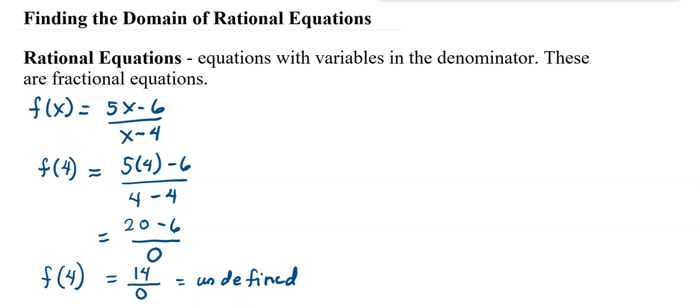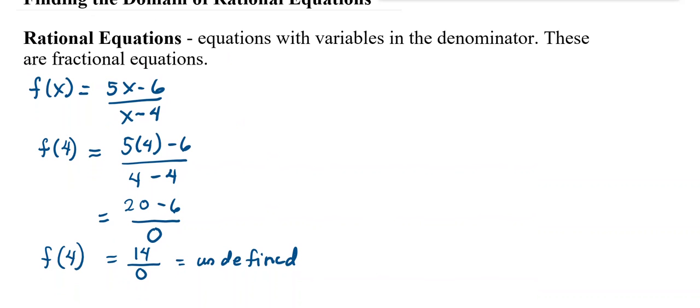And that's the one that we need to avoid when finding the domain. It can't be undefined. So everything has to be real numbers. It can't be undefined, or it can't be imaginary. So we'll talk about imaginary numbers when we get to the rational radical expressions or equations. But for now, when we encounter rational equations, one thing that we want to avoid is having an undefined value.